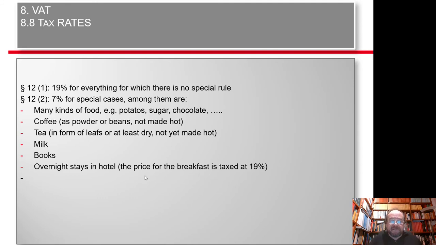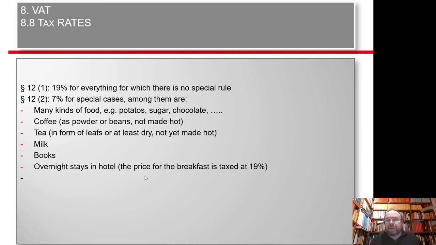Usual common milk is 7%. Selling books, something with culture, ladies and gentlemen, is 7%. Overnight stays in a hotel are under German law 7%, but the breakfast is taxed at 19%. Also here, the rule is that what is not explicitly named for a reduced tax is covered by the basic rule. So when you go and buy a hamburger, that's 7%, because that can be classified under one of the numbers in the catalog of 7% items.